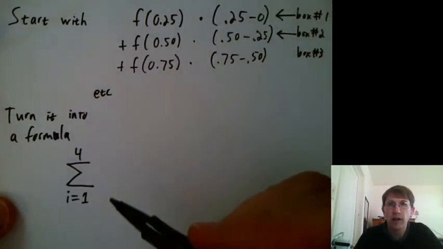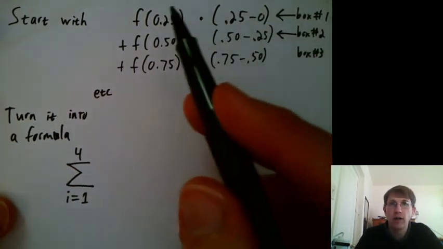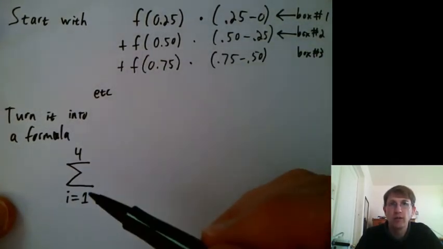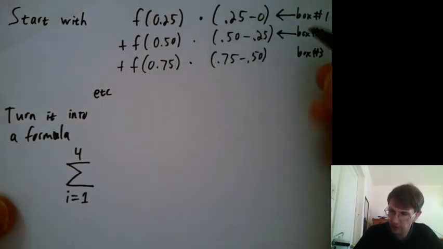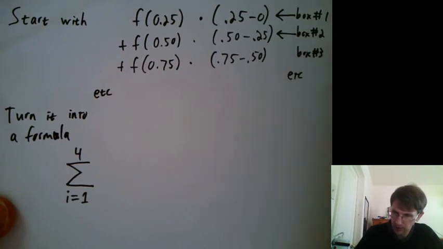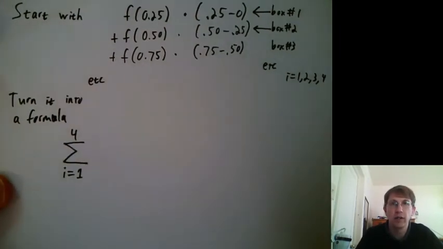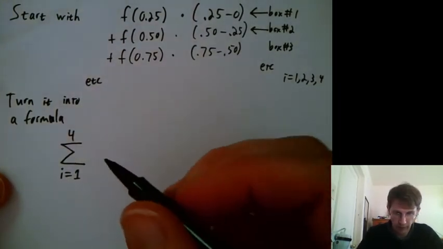So we're saying let i start out at 1 to talk about box 1, and then we'll do i equals 2 for box 2, and i equals 3 for box 3, etc. So we're saying i equals 1, 2, 3, and 4 here, because i stops at 4.